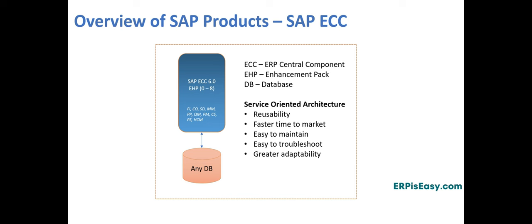SAP HANA is unique and significantly faster than other database management systems. Because it stores data in column-based tables in main memory and combines online analytical processing, OLAP, and online transactional processing, OLTP. SAP HANA was introduced in 2010. It is a modern and mature solution used by tens of thousands of customers worldwide.